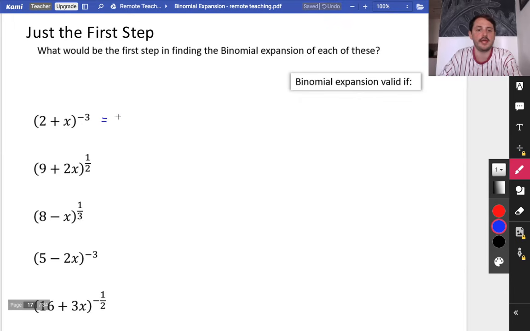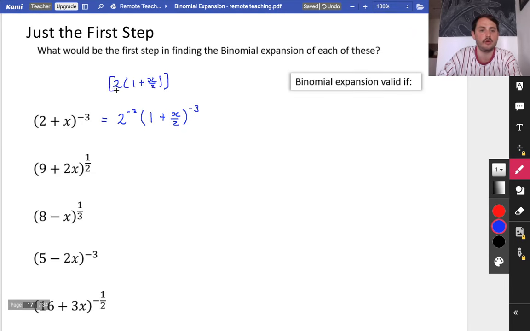So for this first one that I've got here, if I pull a 2 out, it would also be to the power of minus 3. And when I pull the 2 out, I would have 1 plus x over 2 all to the minus 3. If you want me to do that a little bit more slowly, that would be 2 times 1 plus x over 2, all to the power of minus 3. I've just dealt with this inside bit and factored out a 2, but I've gone straight to the power of minus 3. Then 2 to the power of minus 3 is 1 over 2 cubed, which is 1 over 8, times 1 plus x over 2 to the power of minus 3.